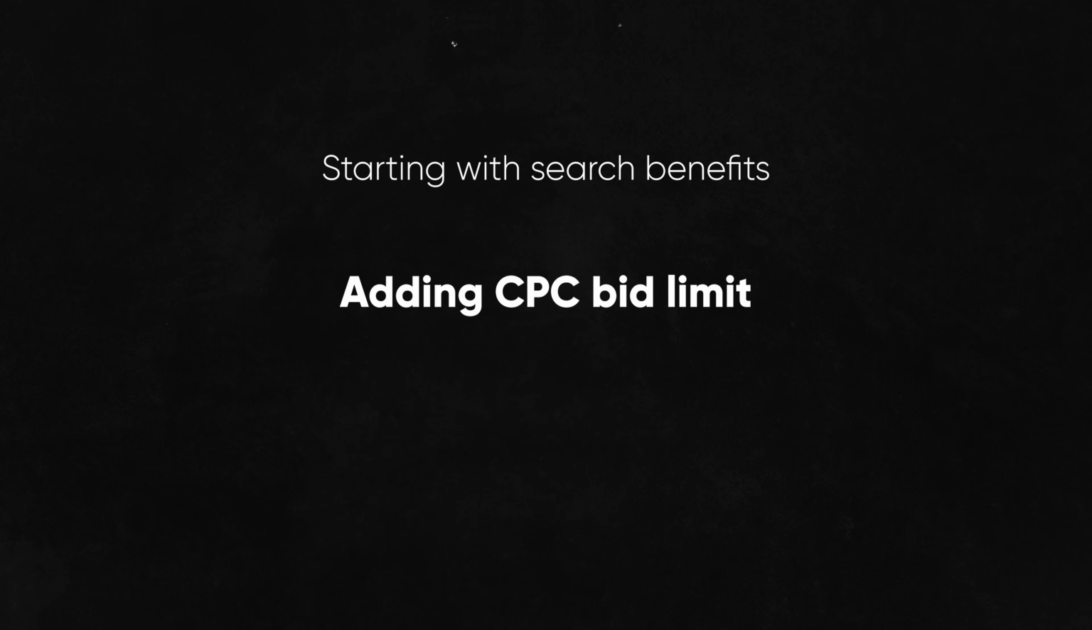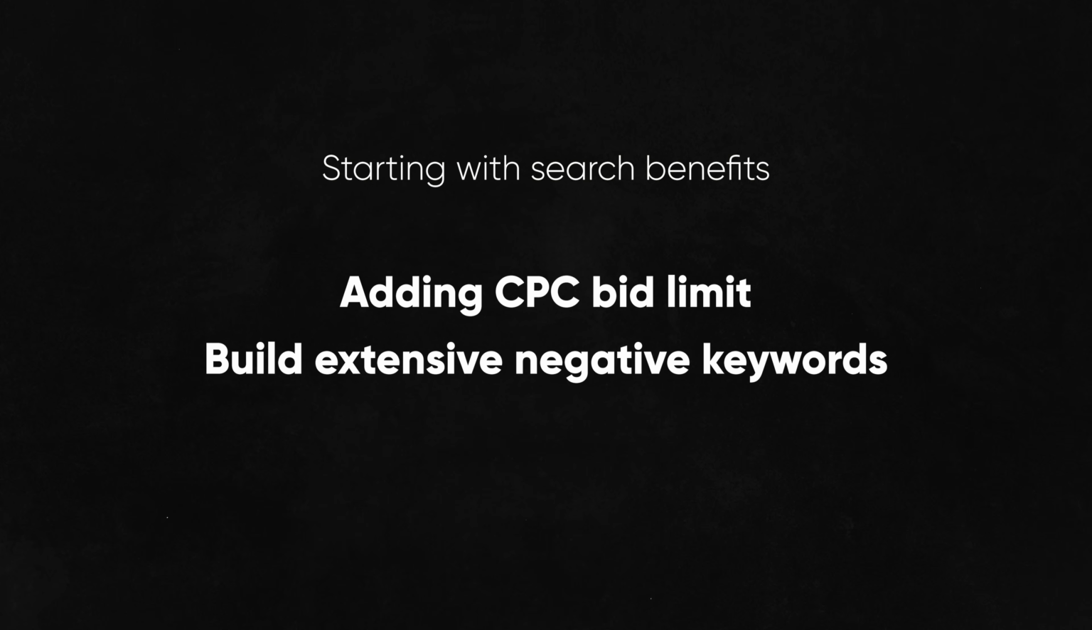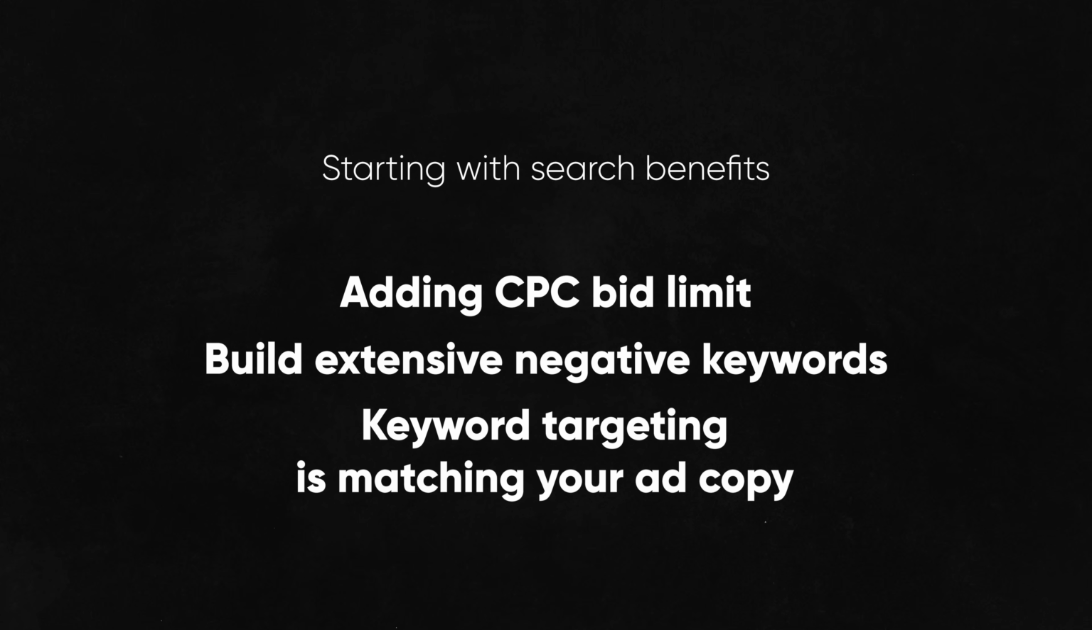And especially if you're in one of those niches with a really, really high CPC, you've also got other opportunities to be able to add in CPC bid limits, build out extensive negative keywords, and really make sure that your keyword targeting is matching your ad copy. And the best way that you can do that is with a search campaign.